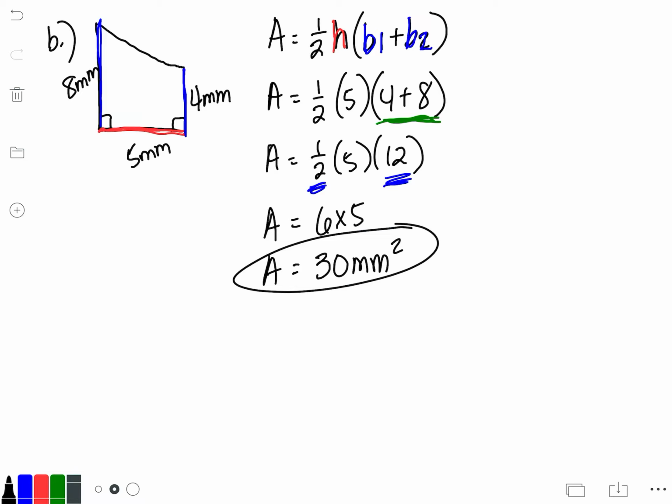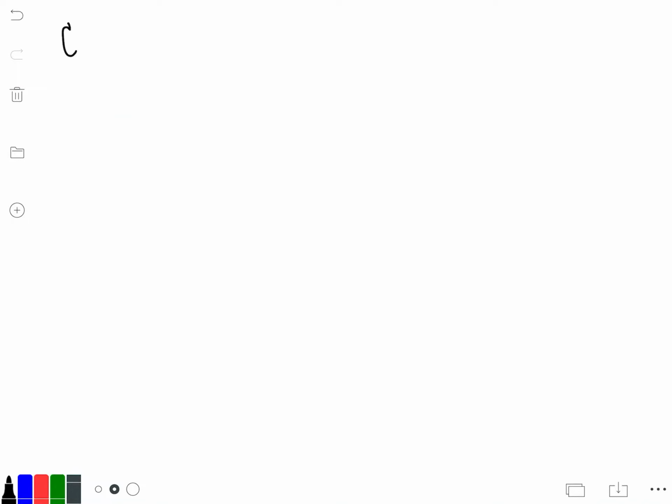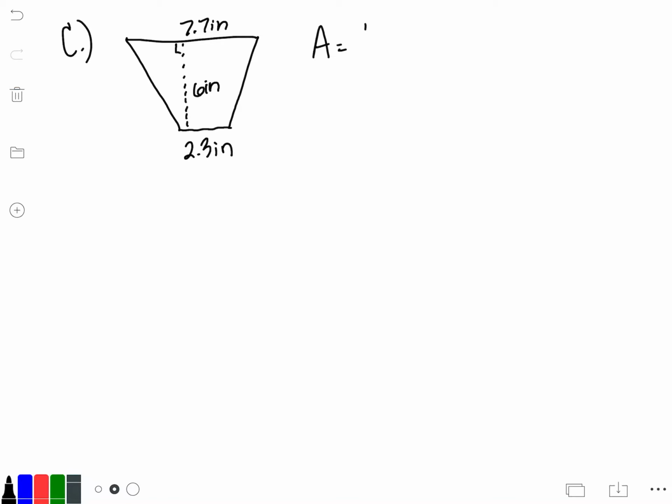All right, let me do one last one for you. If you think you've got it, you could probably pause your video and try the assignment, but if you get stuck, definitely come back. Here's example C. I'm going to make a trapezoid that looks like this time. This is 7.7 inches. This is 2.3 inches, and then there's like a dotted line that goes through this. That's going to indicate the height. Your height is 6 inches. Remember, the height has to be between the two bases. Here's your formula. 1/2 the height times B1 plus B2.